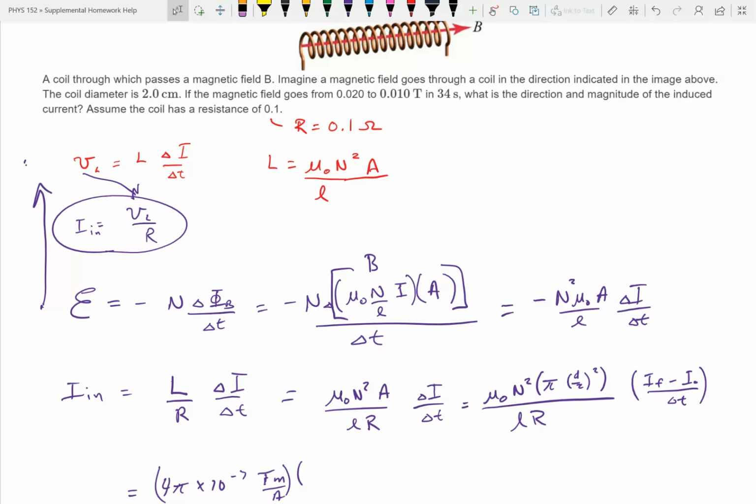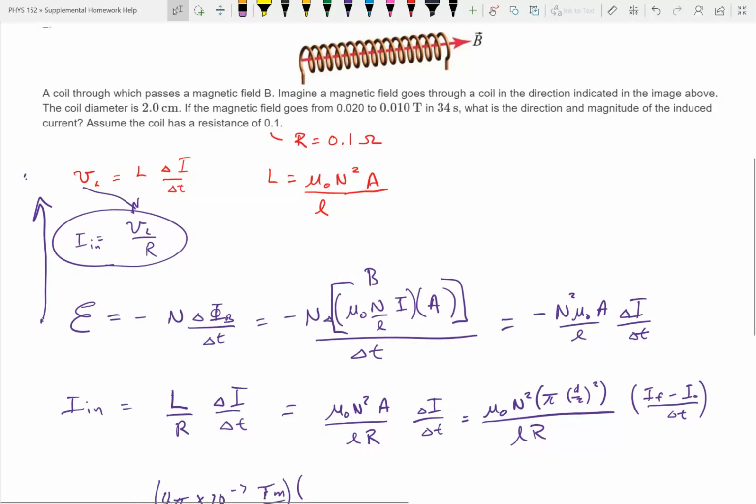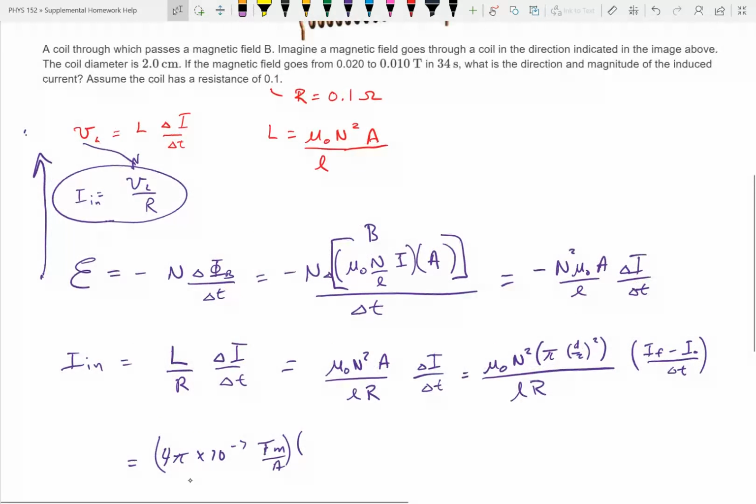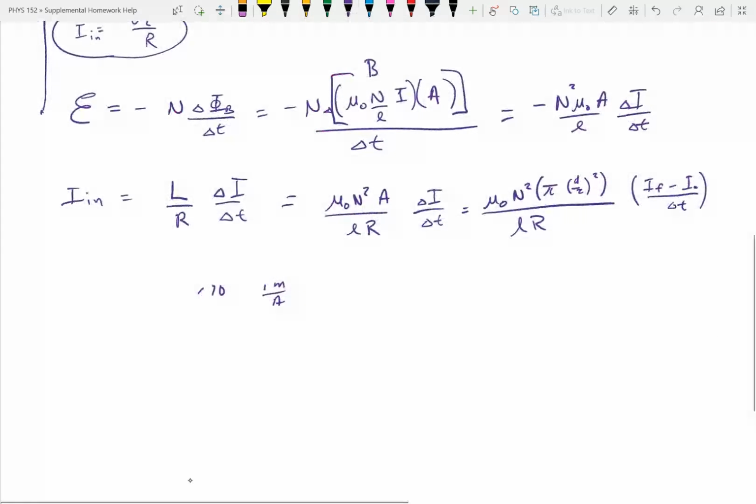What's that? Do they tell us N? No. That's why I want you to use... Well, okay, they told... I did all of this. They tell us the change in magnetic field. Good job. Everything I did was correct except it doesn't match what they gave us. Yeah, we can just plug B and A in. So yeah, it's much simpler.